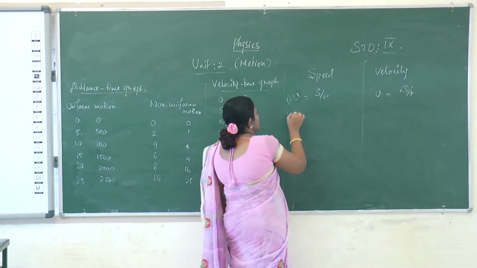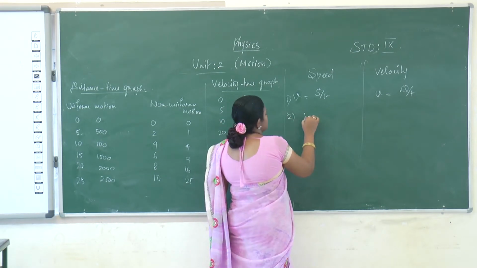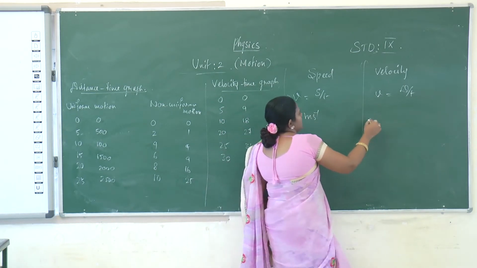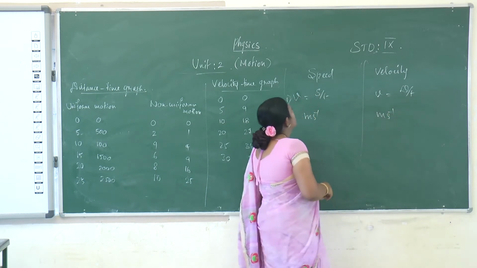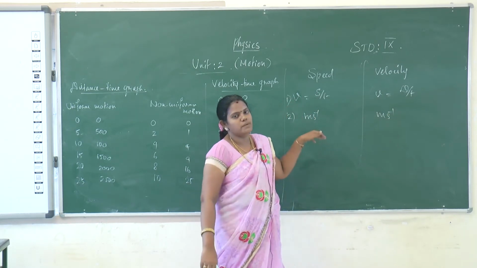Okay, and second, both units are meter per second. Velocity and speed both have the SI unit of meter per second.